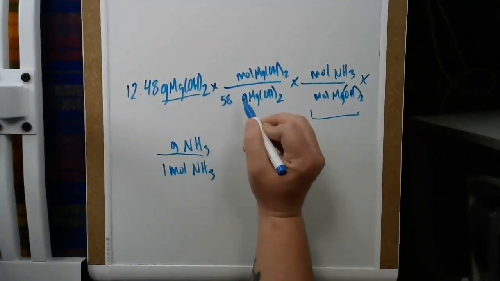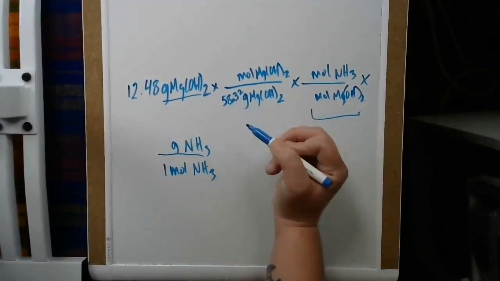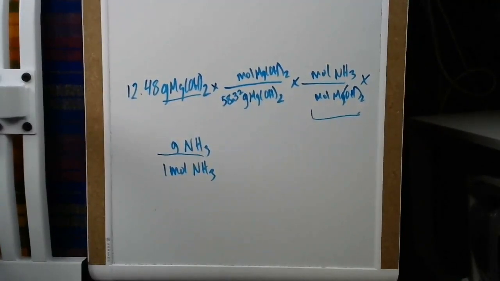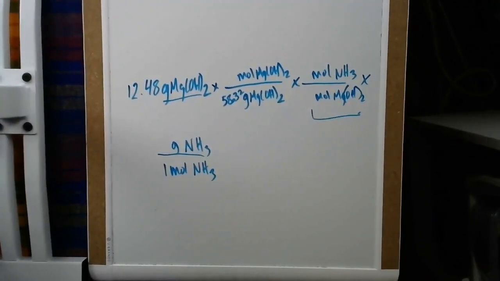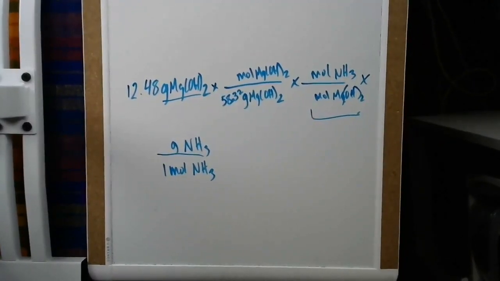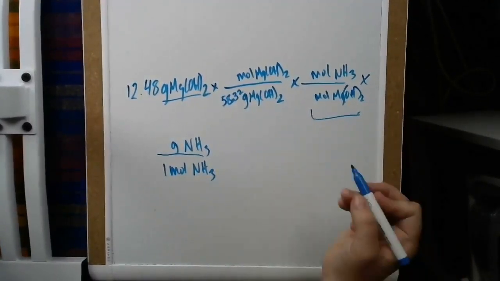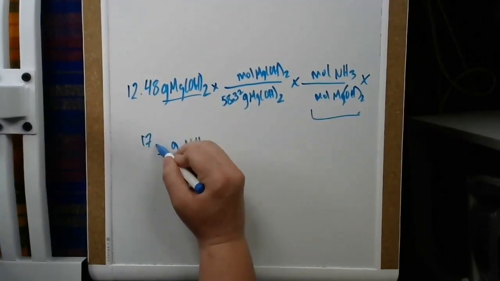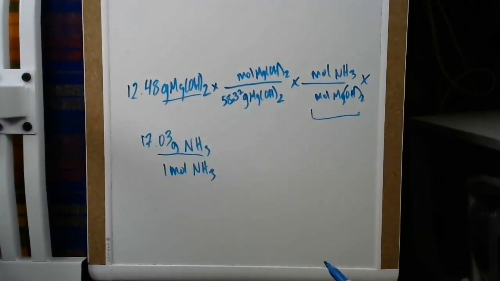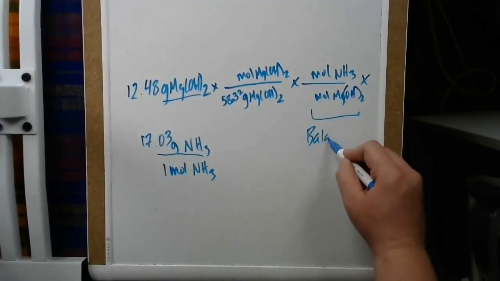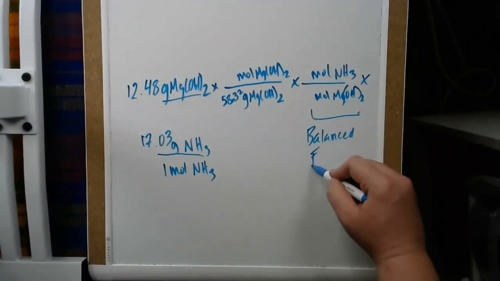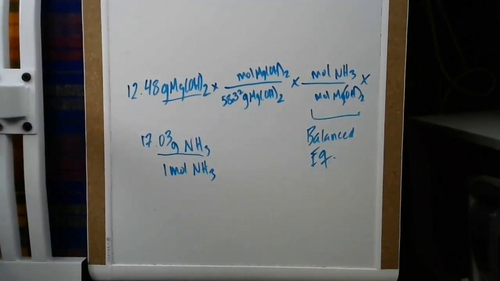Okay, I got 58.32 grams per mole for MgOH2. For ammonia, 17.03. And this part is our balanced equation. Okay, that's what's going to fill in our values over there.